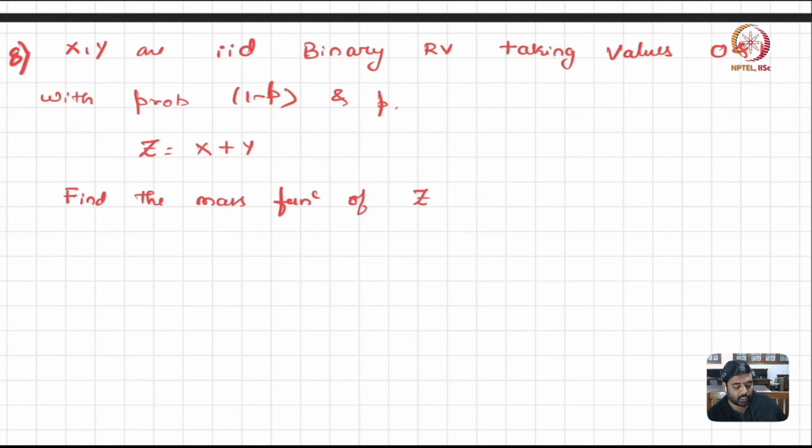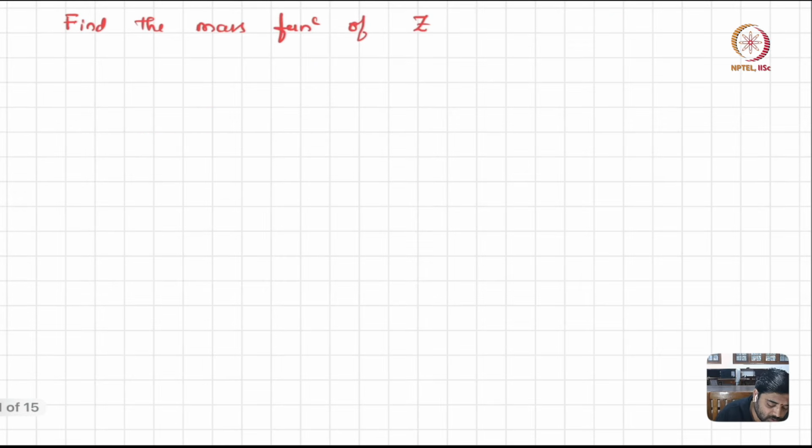Now if Z that you have is X plus Y, what is the mass function of Z? Mass function is, at each point, what is the probability that it has? Now these are discrete random variables. X and Y are discrete random variables. Therefore X plus Y will be a discrete random variable. Now what are the values that Z can take?